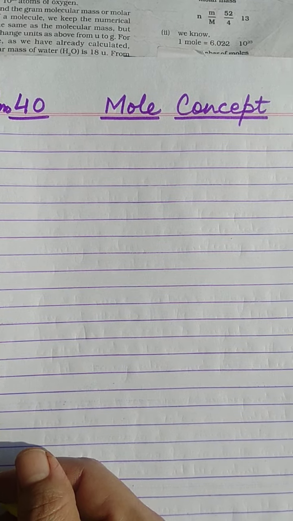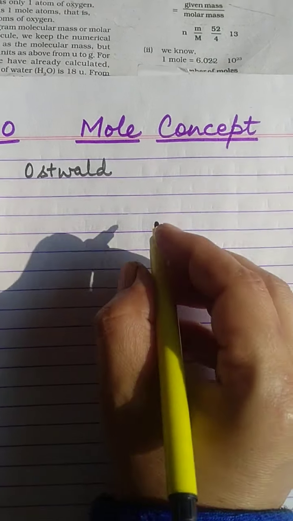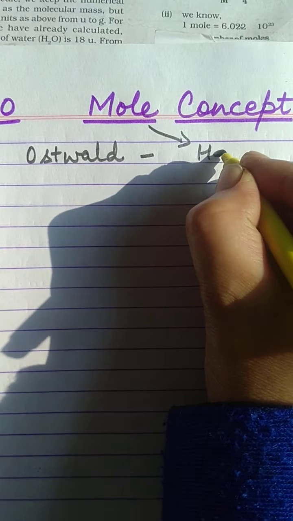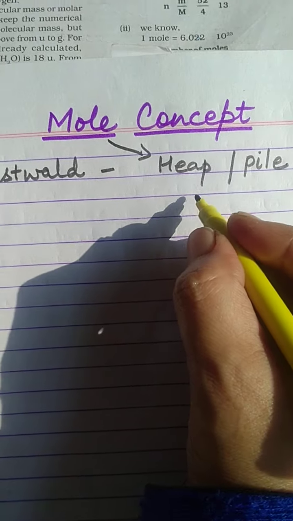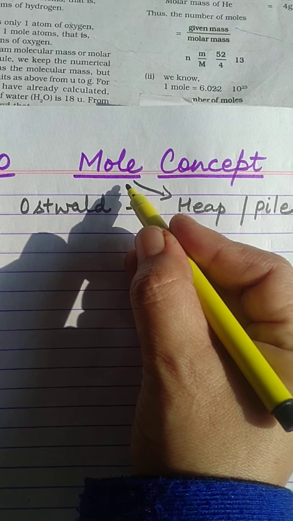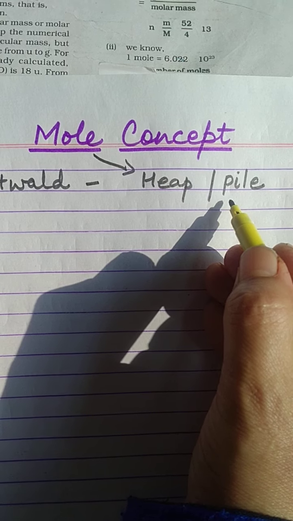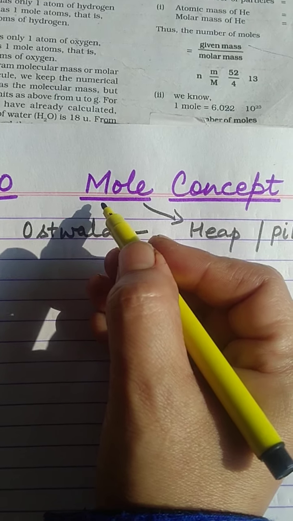Mole. This term was introduced by Ostwald, which in Latin means heap or pile. I hope you know the meaning, heap or pile. So, in chemistry, the mole means a heap or pile of atoms or molecules. Now, students, what is this mole?